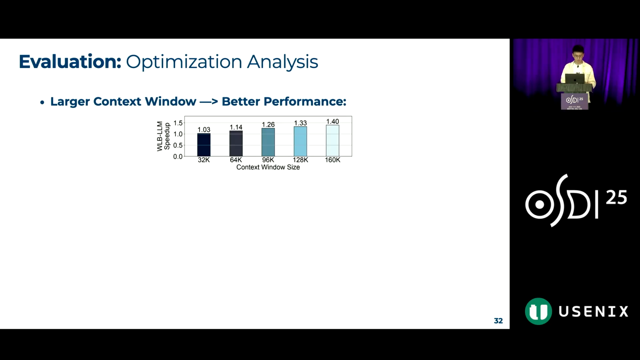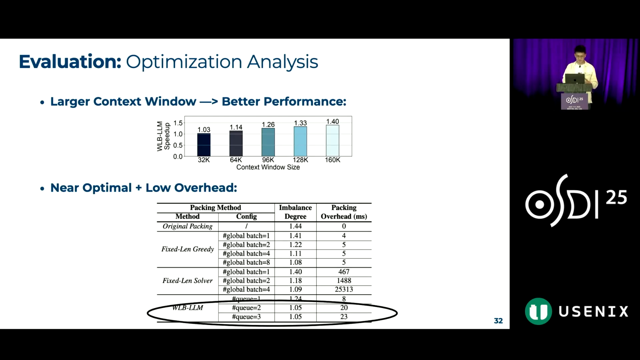Furthermore, we perform more detailed optimization analysis. First, we test our method on different context window sizes. As we can see, our method can achieve a higher speedup on larger context window sizes. This is because under larger context window sizes, there is a higher probability of having imbalance problems.